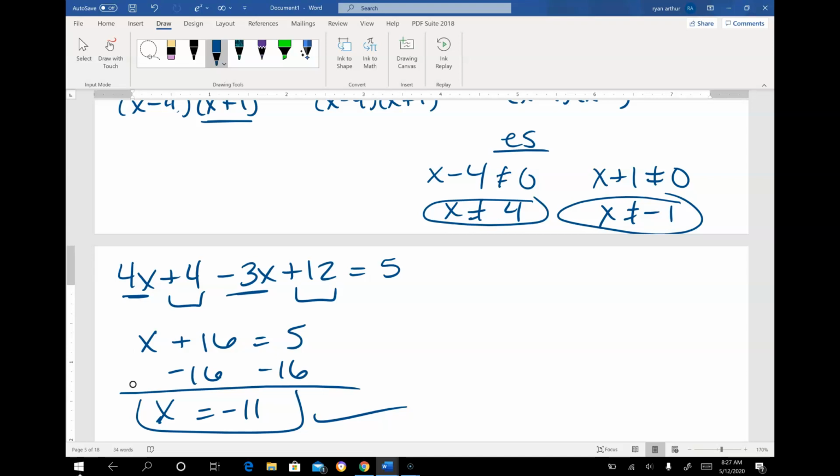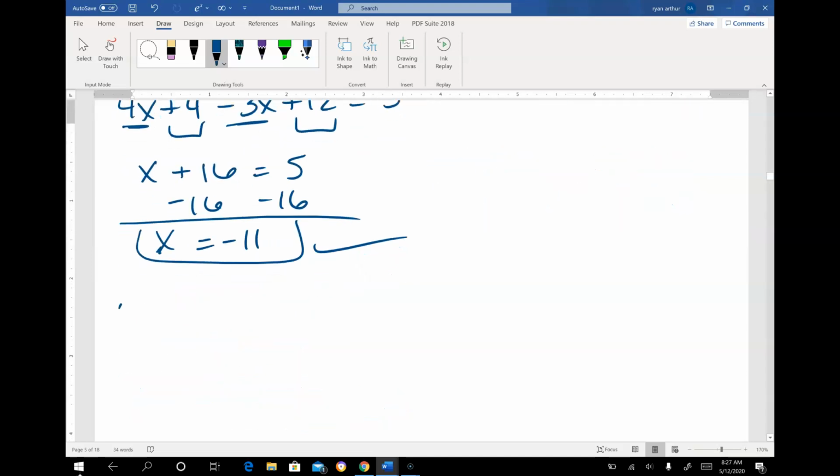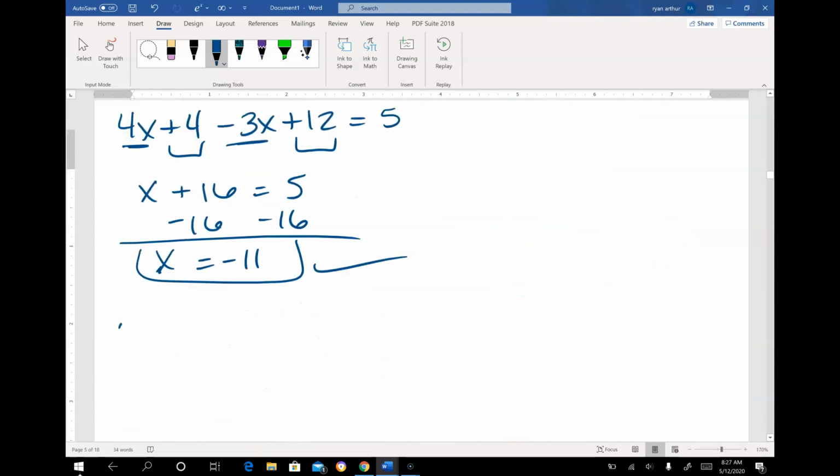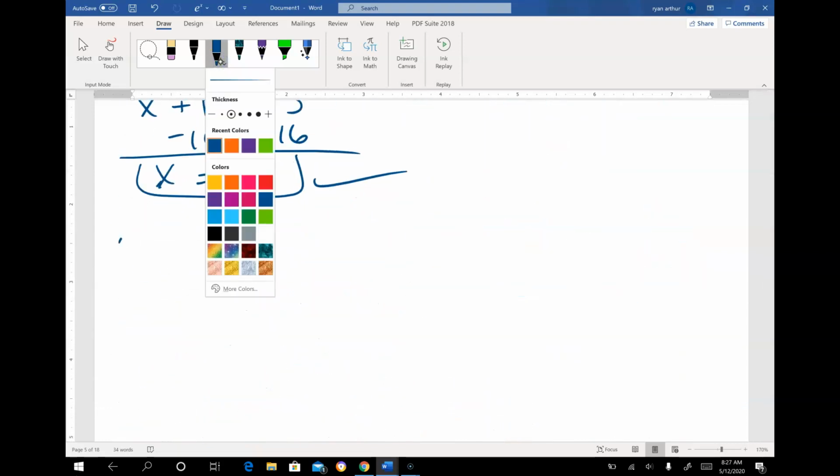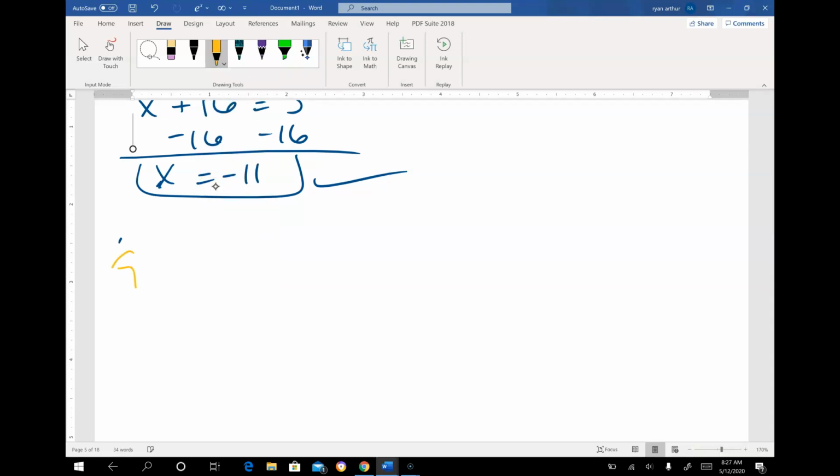Alright, two more. Well, let's do one more. Alright, one more. So number 7. Number 7 is going to be 3x over x plus 2 minus 2 over x plus 3 equals 36 over x squared plus 5x plus 6.